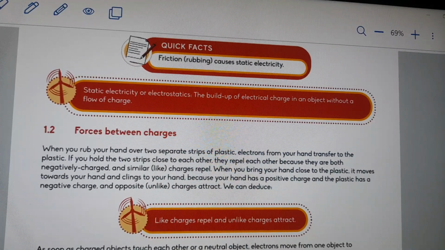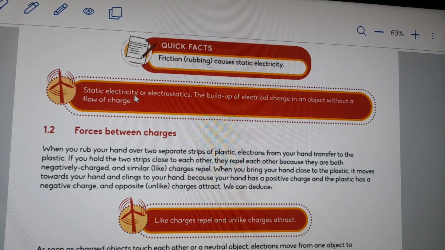Now we are at the top of page 166. They say friction or rubbing causes static electricity. We have already covered this. And now this is the definition that you need to know. Static electricity or electrostatics is the buildup of electrical charge in an object without a flow of charge. You need to know this definition. Let's repeat again.